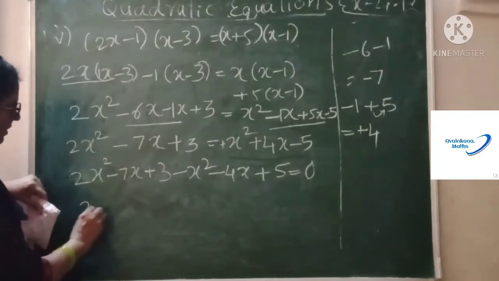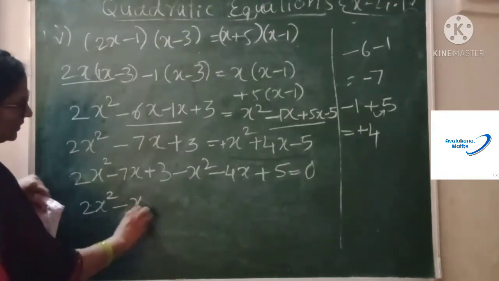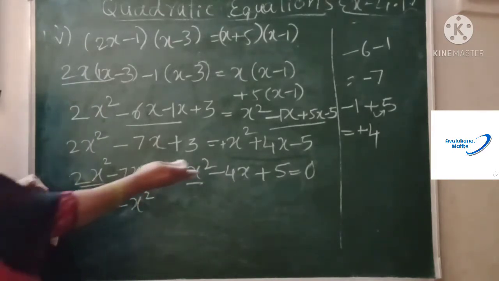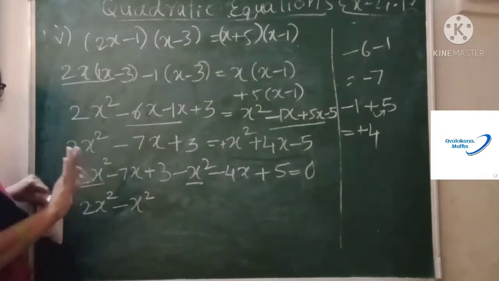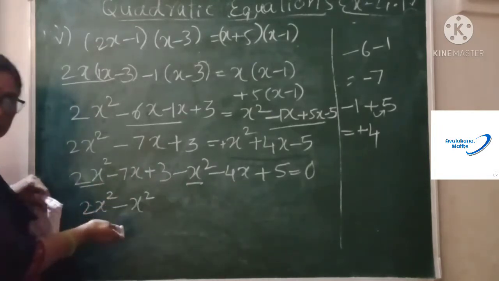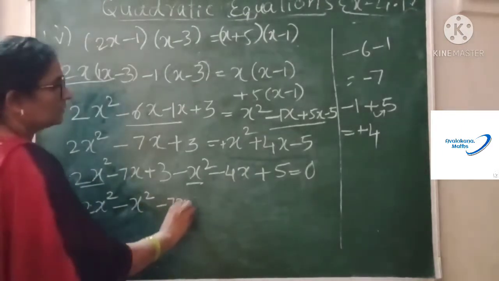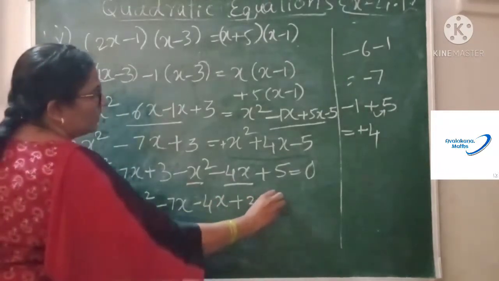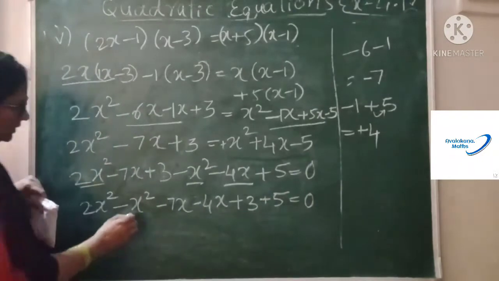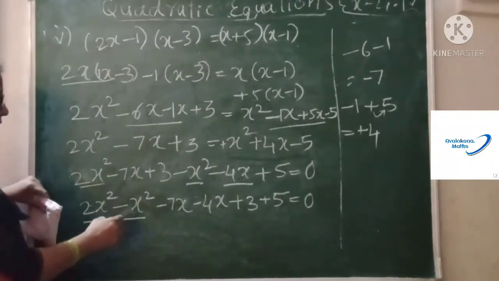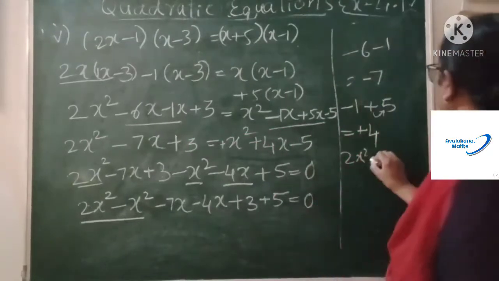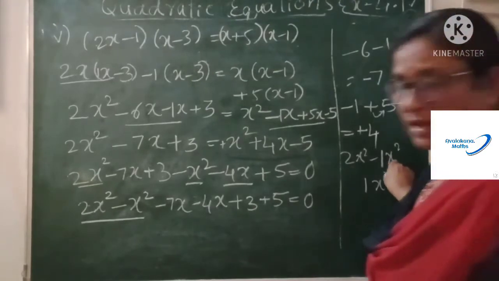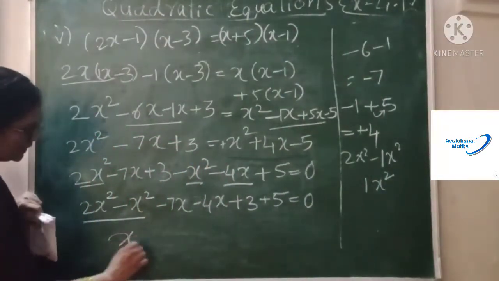Okay, now listen. 2x square minus x square. Okay, as I told you, no change in the sign because we are rearranging the terms on the same side. Okay, no change in sign. We are just arranging with the signs. Okay, this is minus 7x and this is minus 4x. Yes, children. Then this is plus 3 plus 5. If people are understanding, I think this is 2x square and 1x square. This is what? 2x square minus 1x square. 2x square minus 1x square is 1x square. Okay. Now together directly only x square.